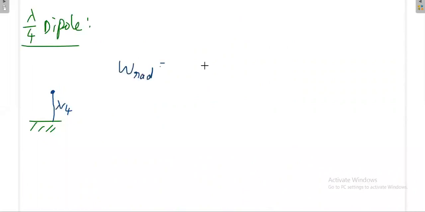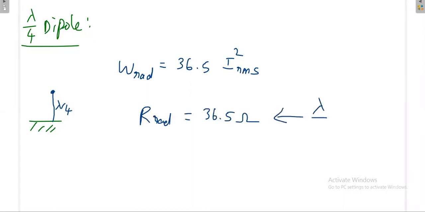Again, the power radiated is equal to 36.5 I square RMS. So when it is like this, what is the radiation resistance? The radiation resistance is 36.5 ohm. This is very important. For lambda by 4 dipole antenna, the radiation resistance is 36.5 ohm.